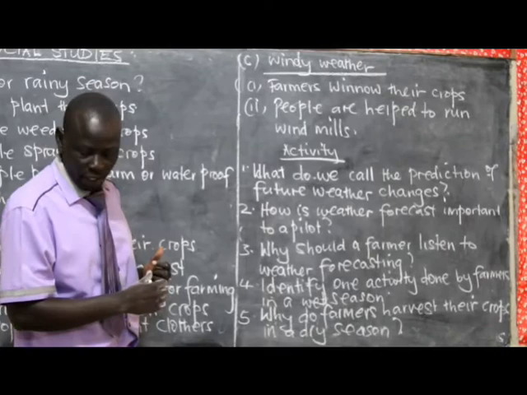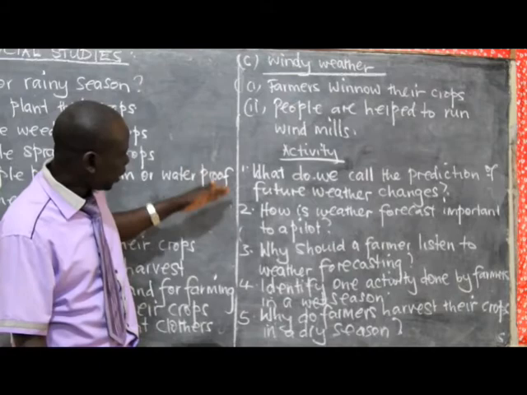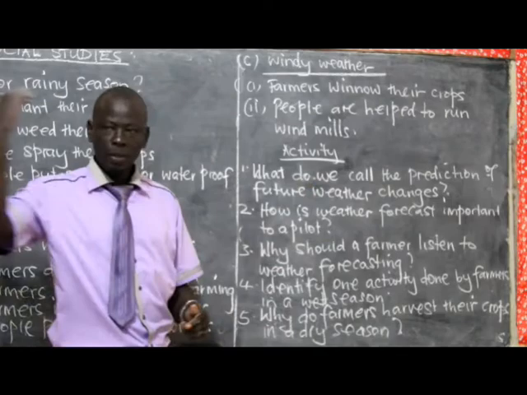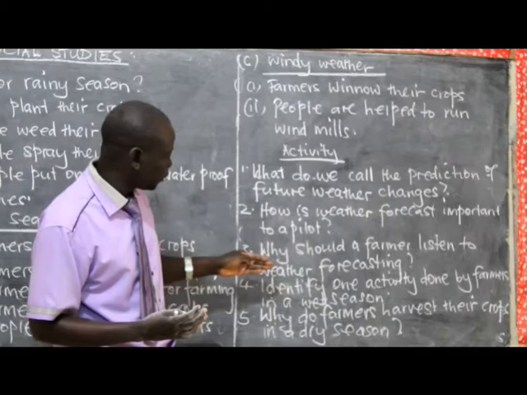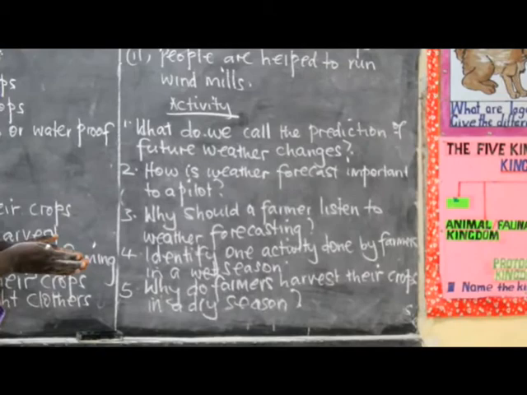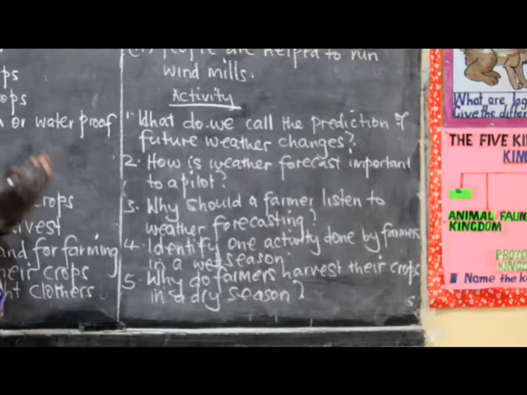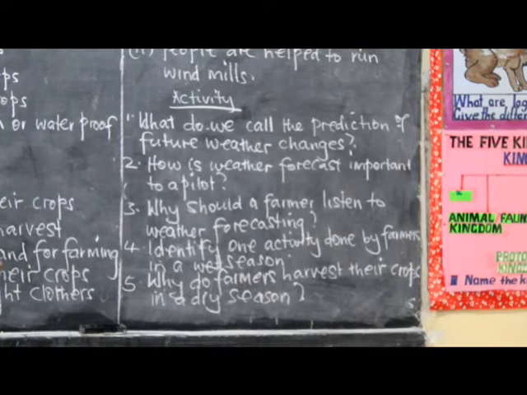So we have an activity here. For instance, number one, we say what we call the prediction of weather, future weather changes. If you have been following from the beginning, you already have the answer. How is weather forecasting important to a pilot? If you have been following, the answers are there. Why should a farmer listen to weather forecasting? We have already talked about it. Identify one activity done by farmers in a wet season. If you have been following, the answer is already there. Why do farmers harvest their crops in a dry season? That is another activity. So this activity, do it at home.